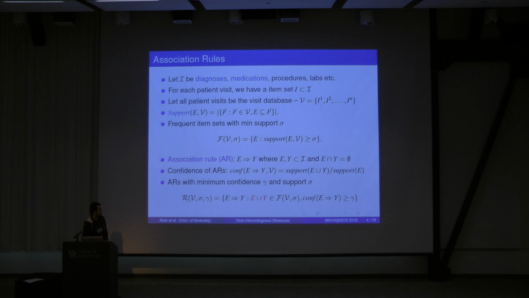Okay, what's the association rule? For an association rule, we calculate the confidence value, which is the support value of E intersect Y divided by the support value of just E. So we have two thresholds, one for confidence and one for support. These are given, and we calculate the association rules.